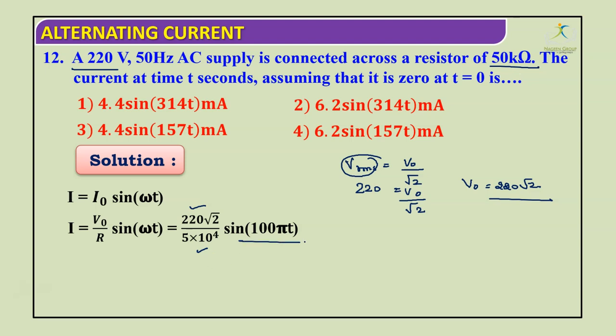Just put all these values together. Omega t will be 2 pi ft. The value of f is given as 50, so just put this value. This becomes 100 pi t. Again, if I solve this particular equation, we get the result 6.2 sine 314t milliampere. According to this, the correct answer is the second option.